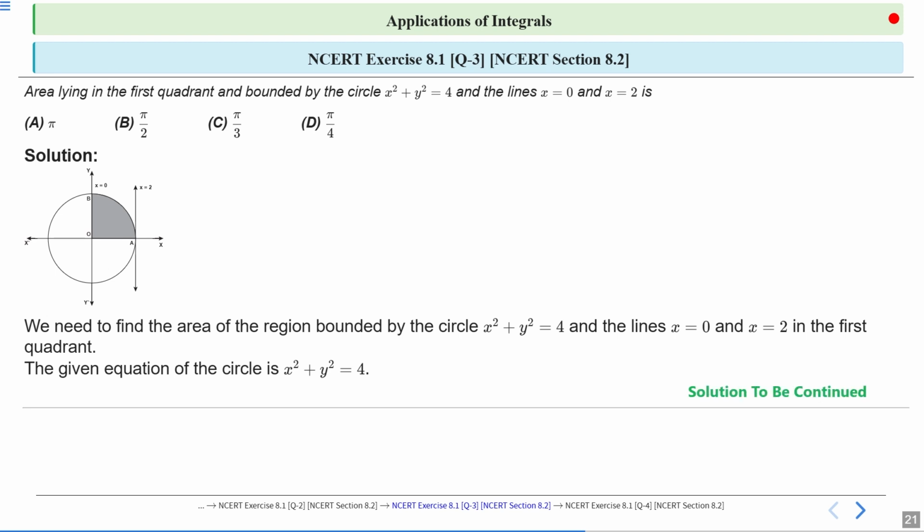And if we take the horizontal strip, the length of the strip is x and width is dy. In this case the area of the strip is x dy, and we take the limit of y. The limit of y is from 0, and the second limit lies on the curve, and that limit is root under 4 minus x square. As in the first quadrant, we take the positive value, and from the equation we can find the limit of y.